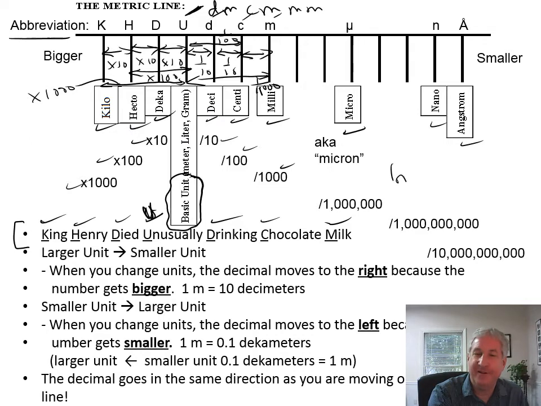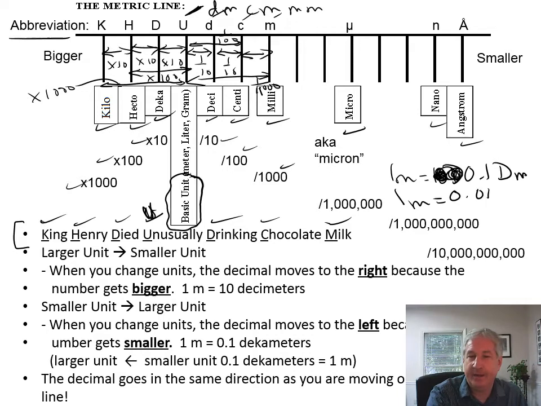1 meter is equal to, let's see, 10... Oh, sorry, I was doing the decameter. Sorry, I was right. Sorry, I got myself confused. Sorry about that. 1 meter is 0.1 decameters.